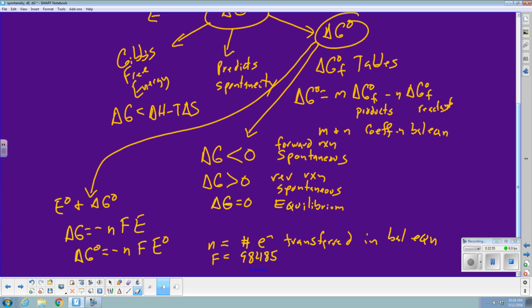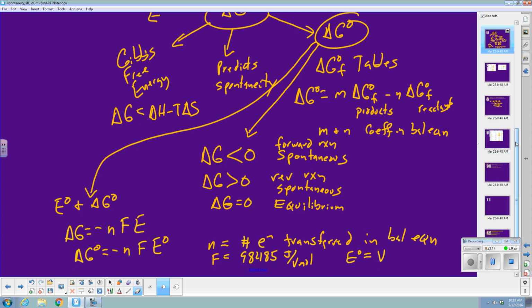And that would be in joules per volt mole. And then my E prime is going to be in volts, right? And that is our standard potential. Good. That's all there is to it. So let's plug and chug. Let's run this through. Here we go.